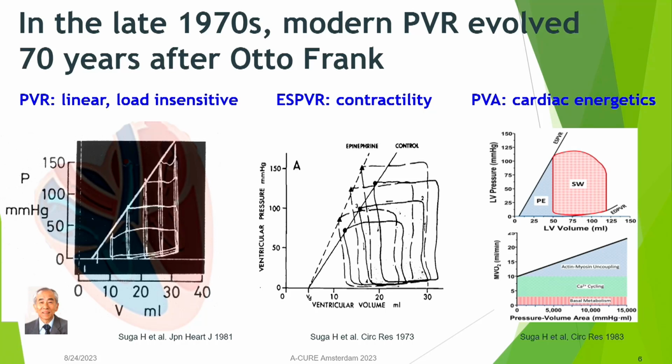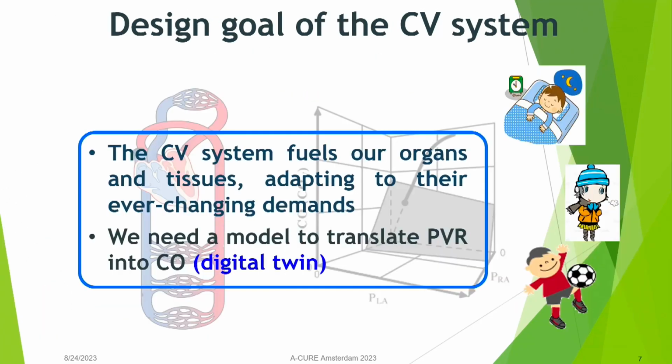I think that is because I'm from a clinical department. Even if I know ESPVR of the heart, how can we translate that information into clinically meaningful parameters? So then I thought, what is the natural design goal of the cardiovascular system? That is the way I think when I have something new. This definition is my definition, so maybe everyone has a different definition.